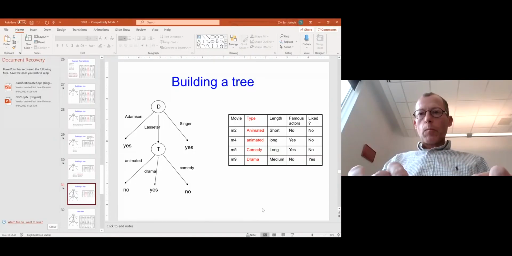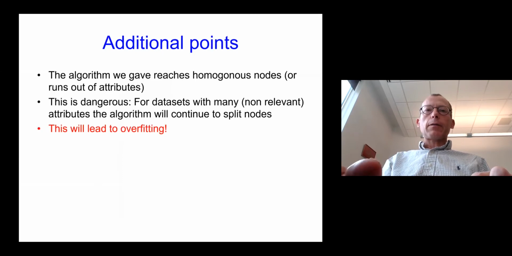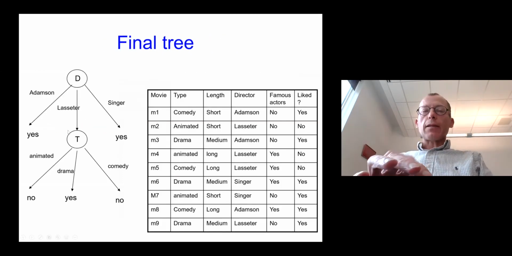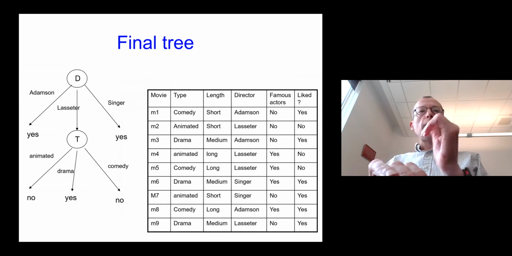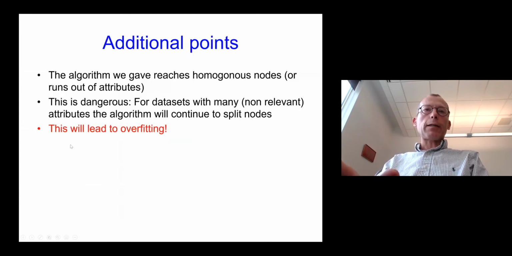Okay, so this is the basic algorithm, and this is the final tree. If you look at the samples, you will see that this tree gets everything correct, which is not a big deal, but it's nice to see that all of the samples will be correctly classified. Now let's get to something called pruning, or something called overfitting.